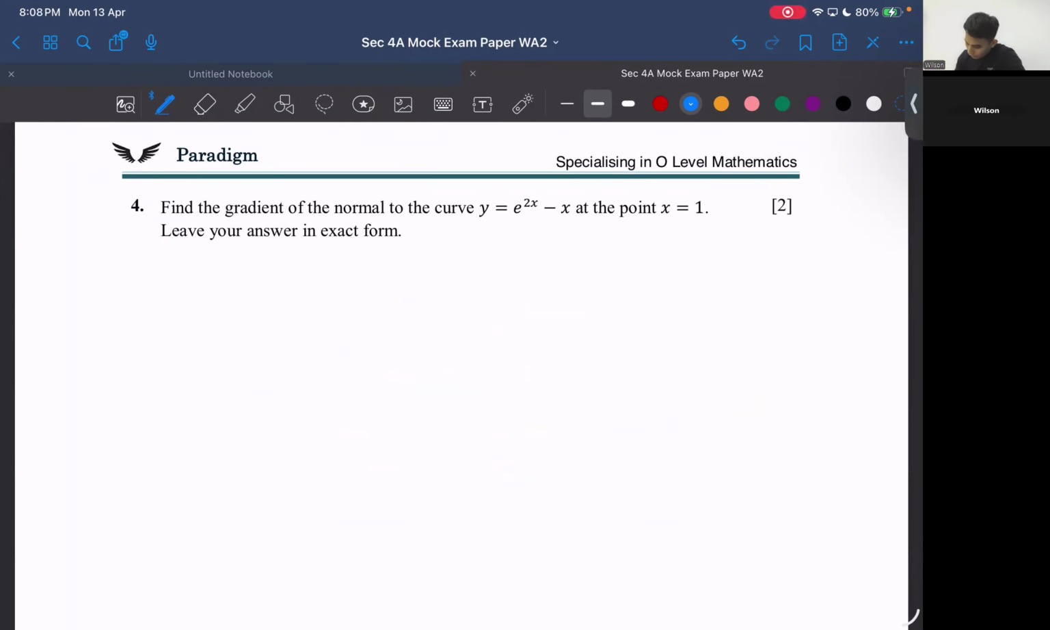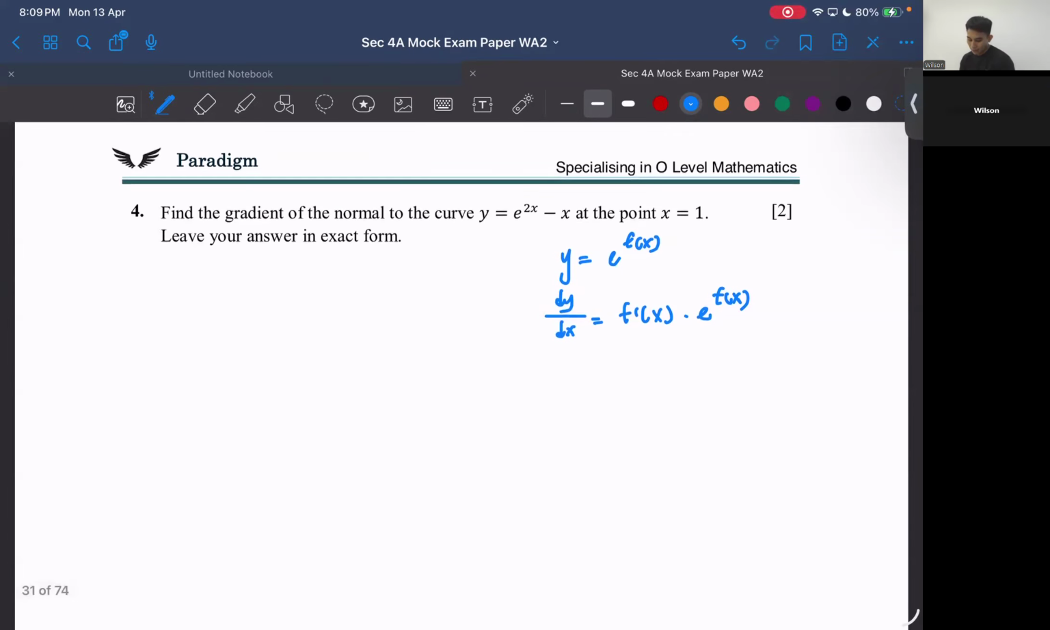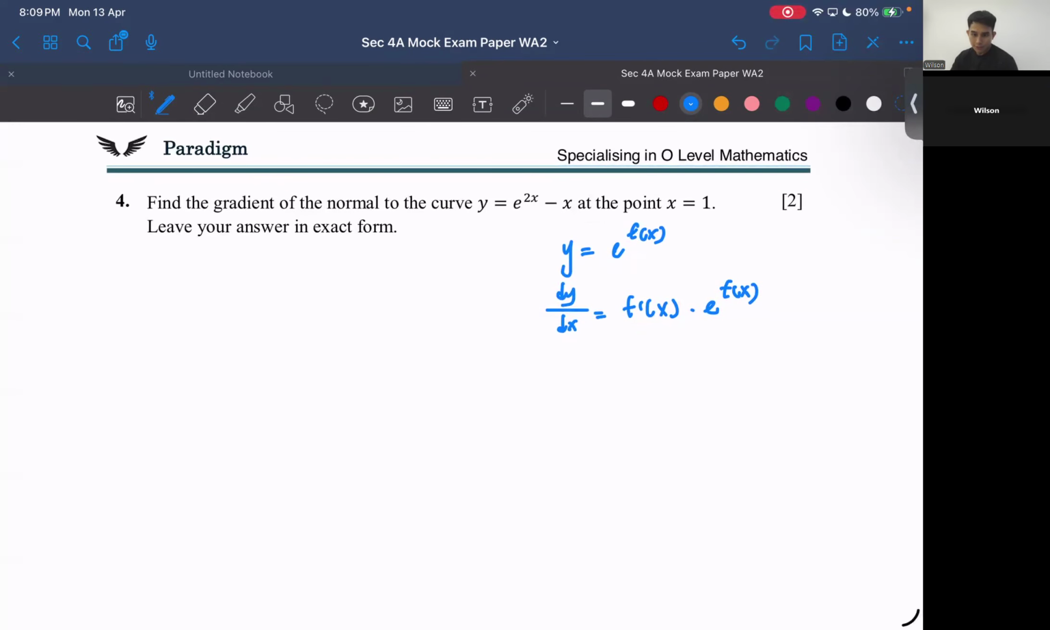Okay, for those who have forgotten how to differentiate e to the power of a function of x, dy over dx is the first derivative of the function times the entire y over here. 2e to the power of 2x. Okay, come everybody, let's go. Question 4, 5 minutes.